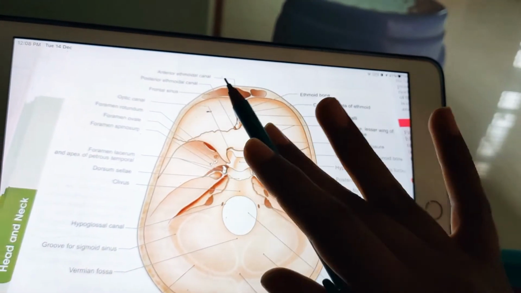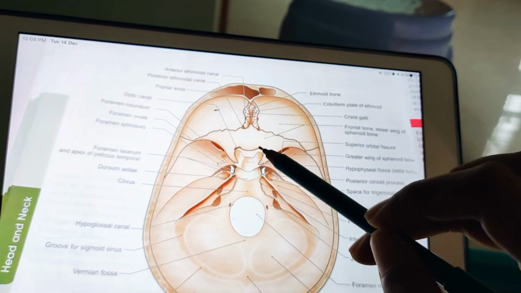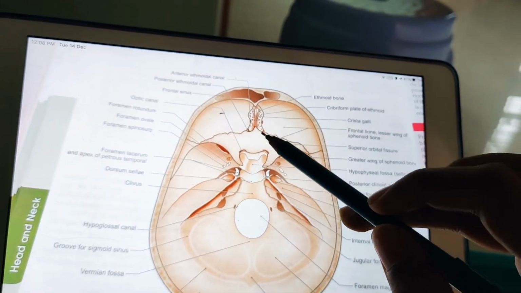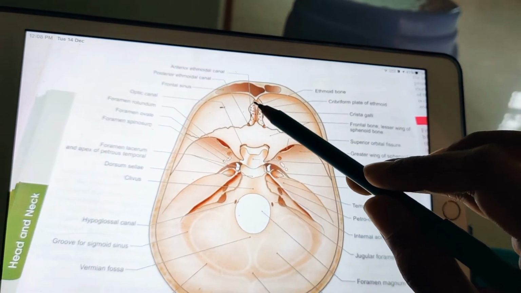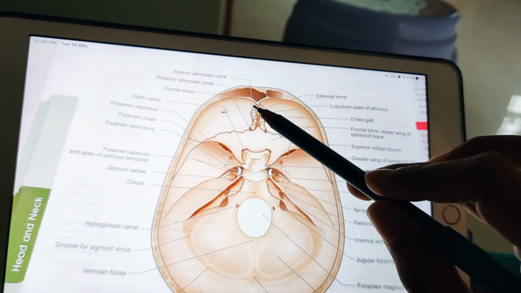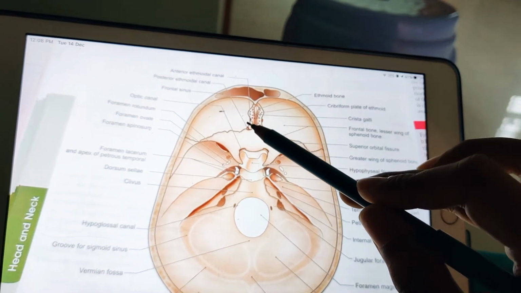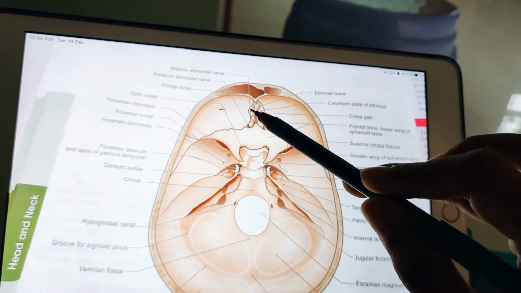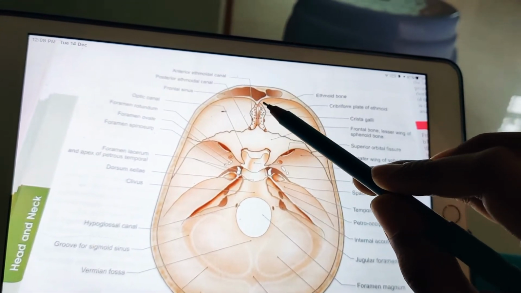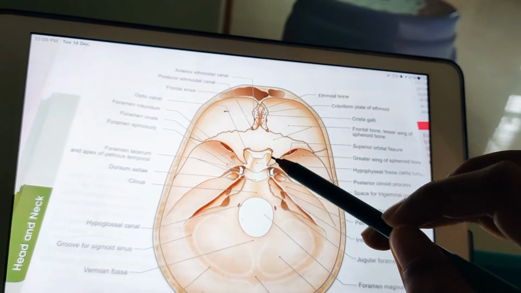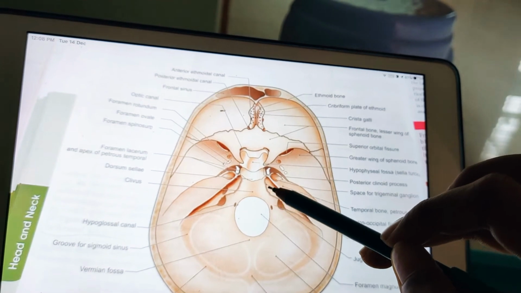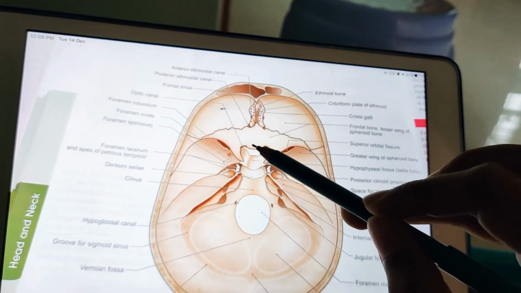Now let us discuss the floor. What is forming the floor of the anterior cranial fossa? The floor in the median plane is formed anteriorly by the cribriform plate. This is the cribriform plate of the ethmoid bone, and you can see many sieve-like structures. Posteriorly it is formed by the superior surface of the anterior part of the body of sphenoid. This is the body of sphenoid.